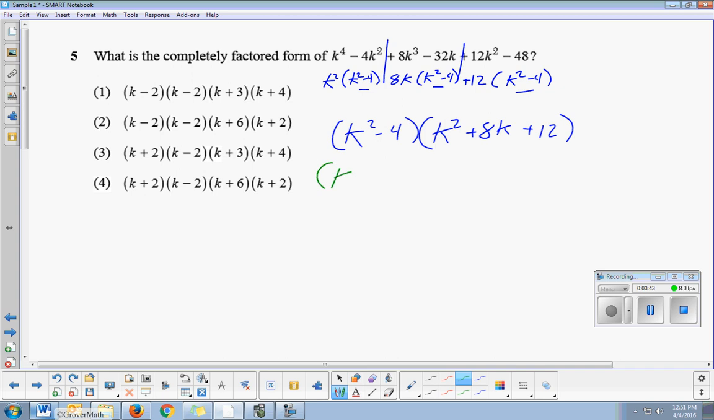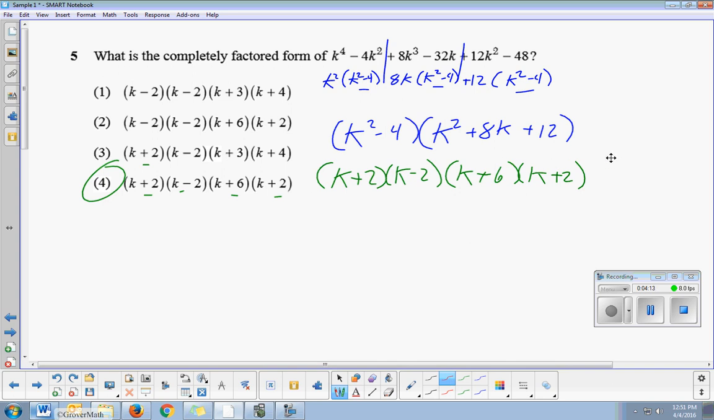This is a difference of 2 squares, so k plus 2, k minus 2. And here's a very standard trinomial. It multiplies to 12, adds to 8, and that's k plus 6 and k plus 2. I'm just noticing that k plus 2 is repeated twice, but I think that's fine. So we're looking for k plus 2, k minus 2, k plus 6, and k plus 2, and here's our answer.